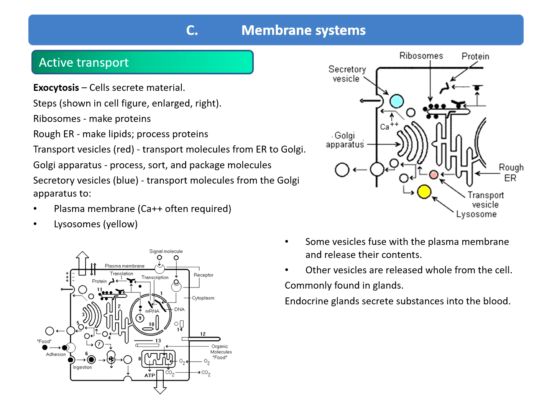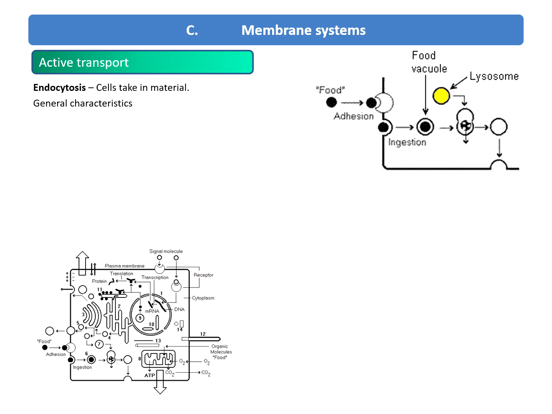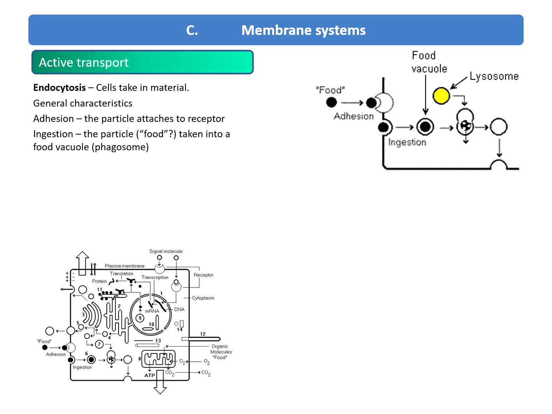Endocrine glands secrete substances into the blood. Exocrine glands secrete substances to a surface through a duct. Let's look at endocytosis. This is how cells take in material. We'll enlarge the lower part of the cell. General characteristics include adhesion. The particle to be ingested sticks to a receptor on the surface of the cell. Then the particle is ingested.